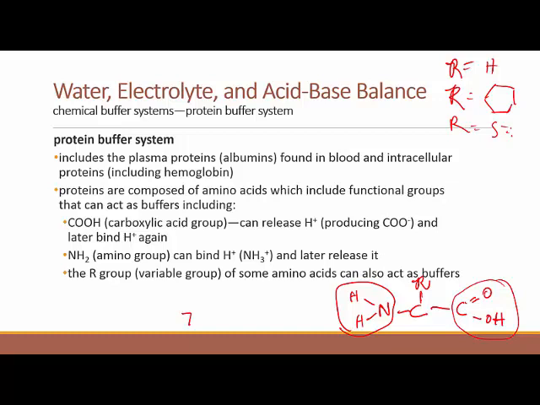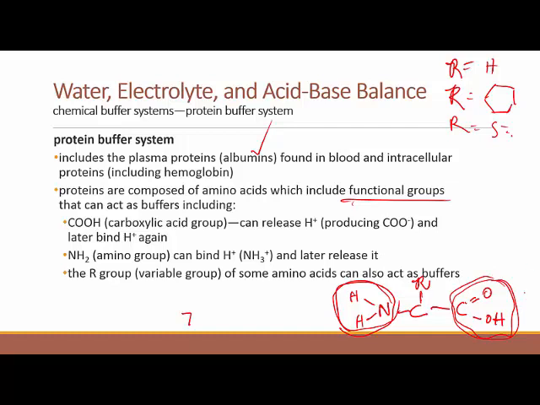So we find proteins in the plasma proteins, so the albumins are especially important for buffering, and we also find them intracellularly. So there's lots of proteins dissolved in the fluids inside of a cell, including hemoglobin. Hemoglobin does a lot of this buffering for all the carbon dioxide that we have dissolved inside of a red blood cell. Because a protein is composed of amino acids that have these functional groups attached to them. That's what we call a functional group, a commonly seen cluster of atoms that have a function to them.